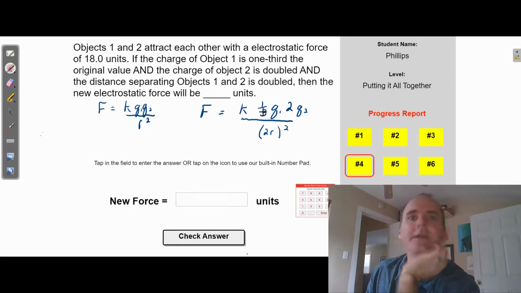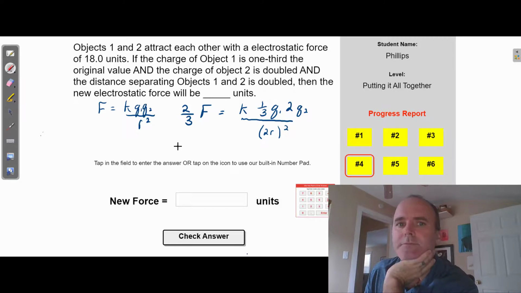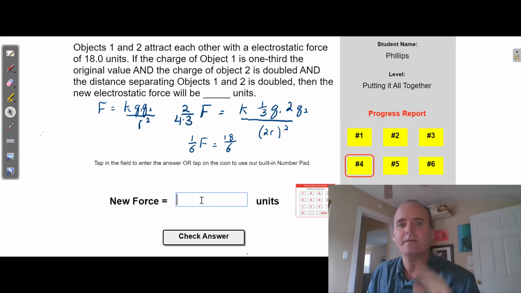Okay, so here 1/3 times 2 is 2/3. So here I'm multiplying this top by 2/3. And then I'm dividing by 4. So you can see 2 times 1/3 is 2/3. So I multiplied the top by 2/3, and I'm dividing the bottom by 4. So that means I have to come down here and divide by 4. All right, now let's clean this up. This is 2 over 12. So 2 over 12 is 1/6. So if I divide my force, which was 18, by 6, I get 3.